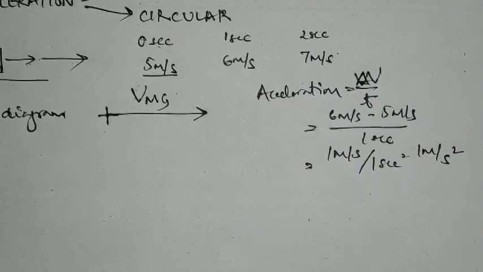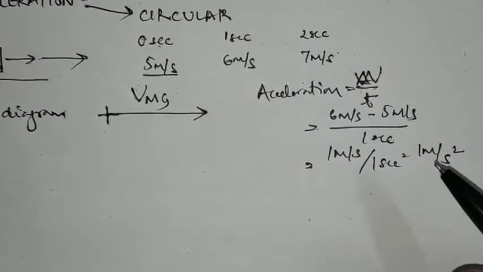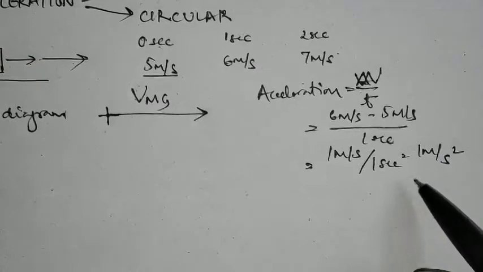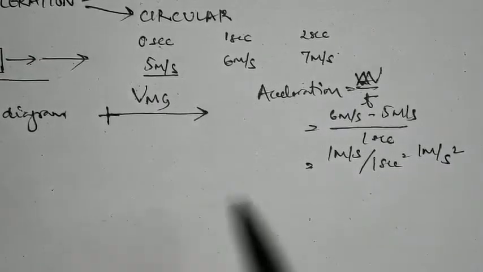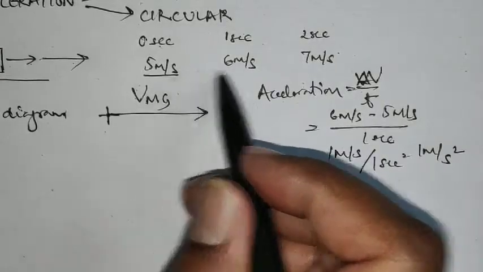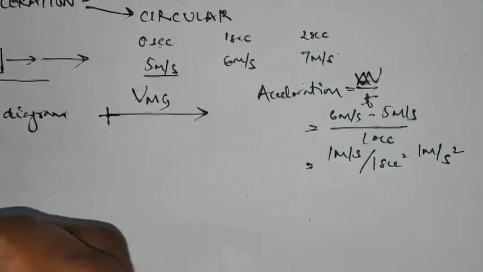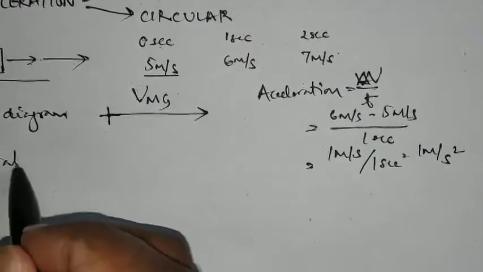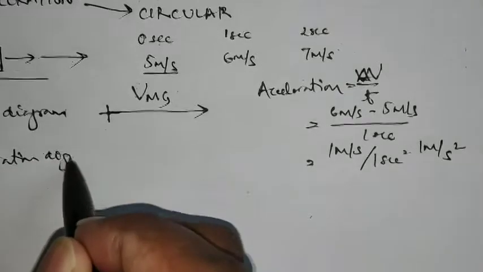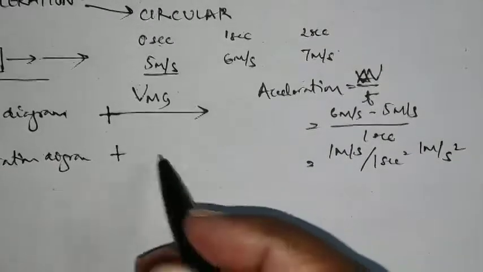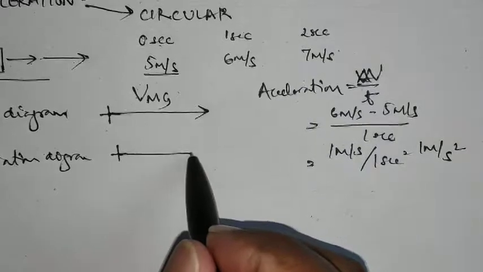In this way, suppose this is happening in 0.1 second, then it will be 10 meters per second square. So I have to show the acceleration, and the acceleration is increasing and it is in the same direction. So if it is the acceleration diagram, then the acceleration has to be shown like this.